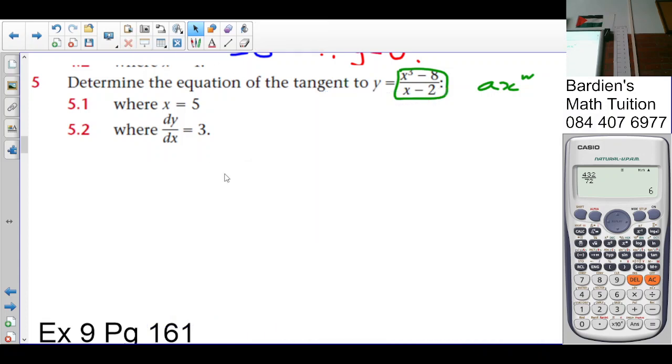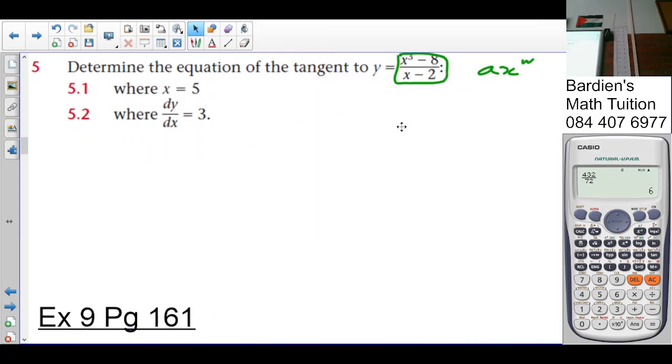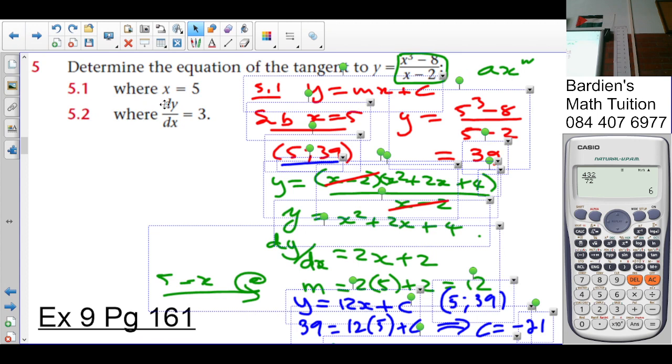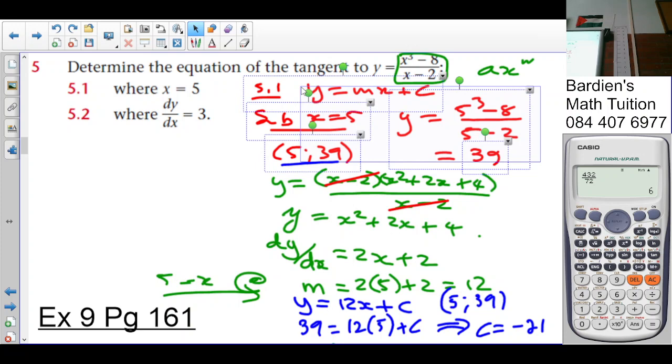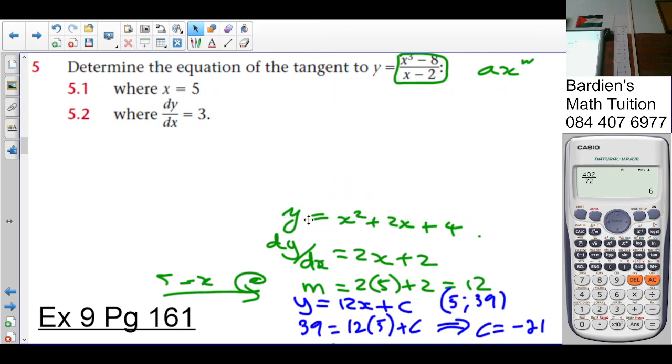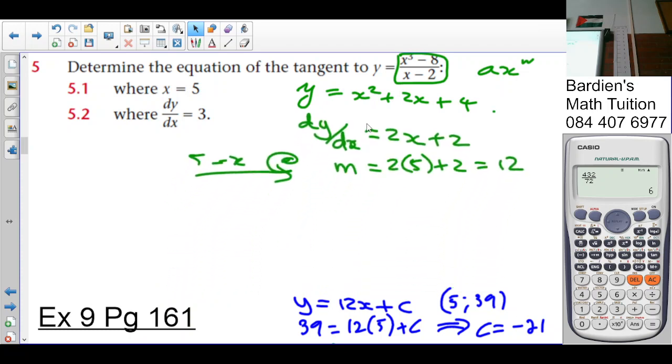Then the question says, determine the equation of the tangent. Now you see, this one here is a bit different. Okay? So what do I need? I'm not going to need that. I'm not going to need that. Definitely will use that, I think. That's my derivative. Yes?